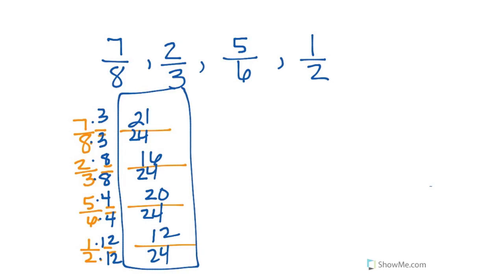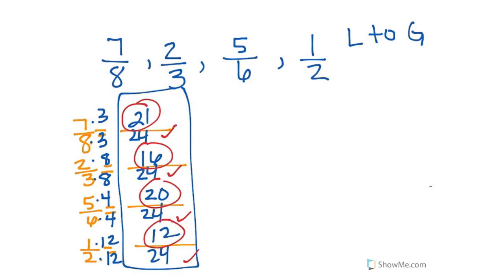Now, guys, let's look at this. Now we can easily put them in order from least to greatest. I'm going to use a different colored pen. I'm going to use red. If you look at this, our denominators are the same. Good. Now let's just focus on our numerator. Which one is the least? Which one is the smallest? Well, the 12. Let's go to the original fraction. It's 1/2.